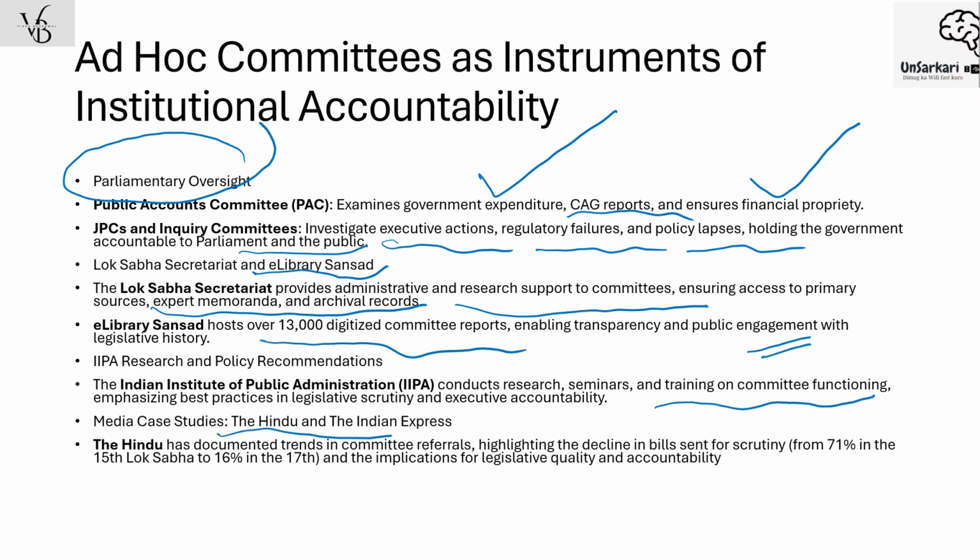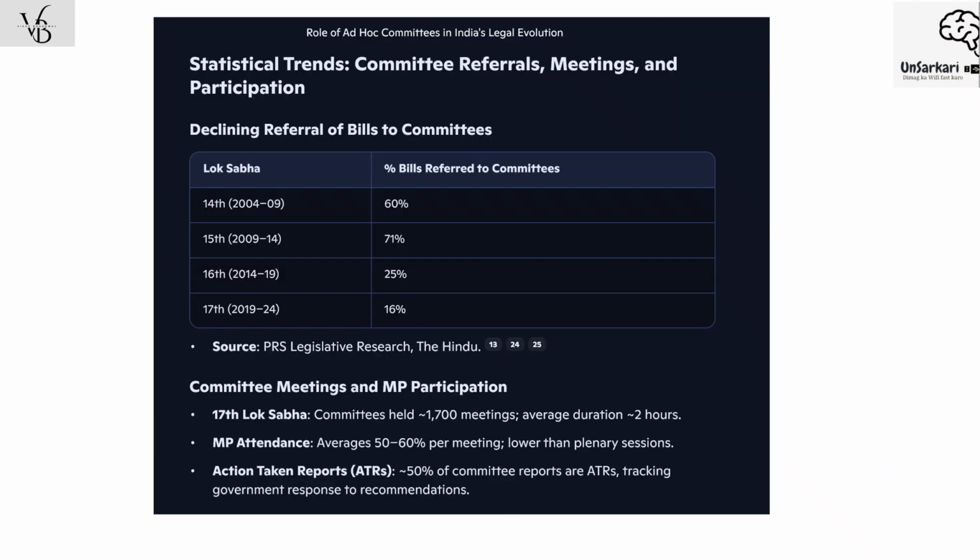And media studies, when you read newspapers like The Hindu and Indian Express, they are also being quoted. So The Hindu has documented trends in committee reference, highlighting the decline in bills from 71% in 15th Lok Sabha to 16% in 17th Lok Sabha. That has implications for legislative quality and accountability.